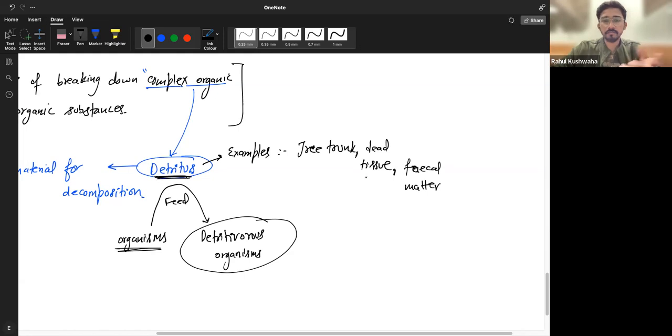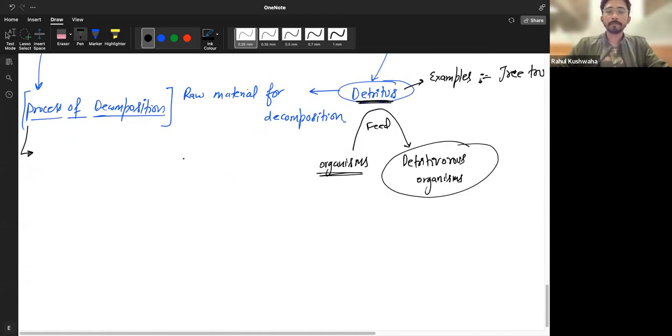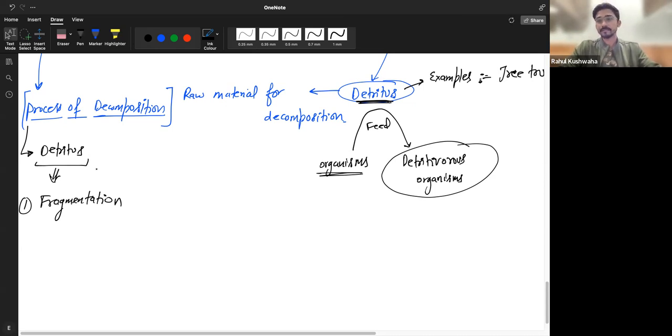Now these are all big, bulky components, correct? So the idea is to break it down. So what we do is, we take detritus and we start fragmenting it. So the first thing is you need to do fragmentation of detritus. Now the word means the same, that it's fragmenting, right? But you have studied fragmentation also as a part of asexual reproduction. So this is not that fragmentation. This is just simple breakdown of the detritus. Okay.